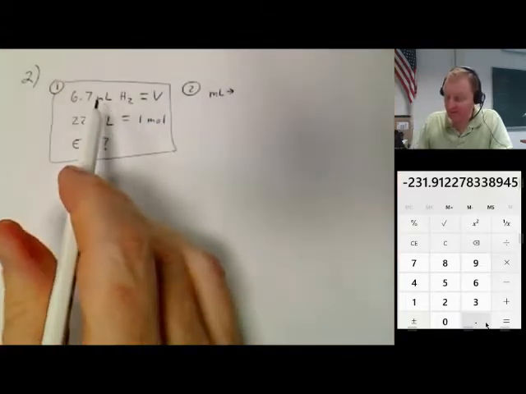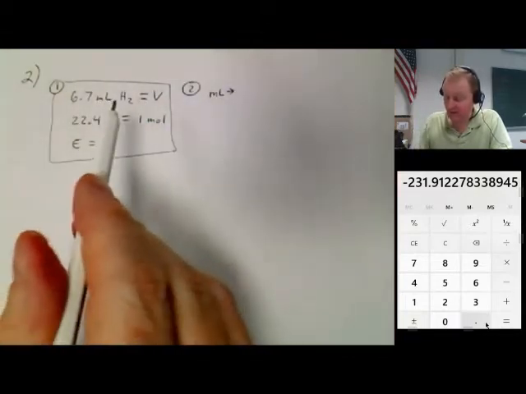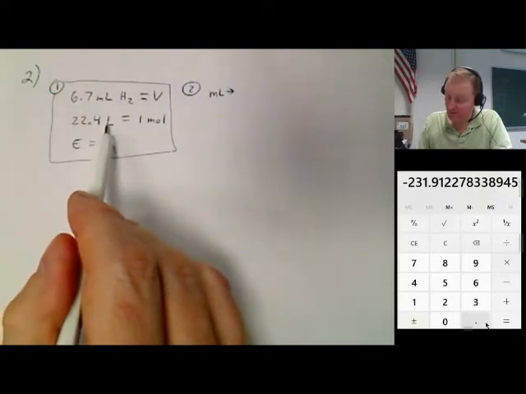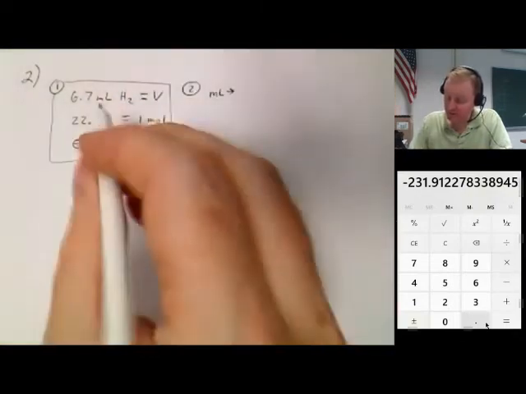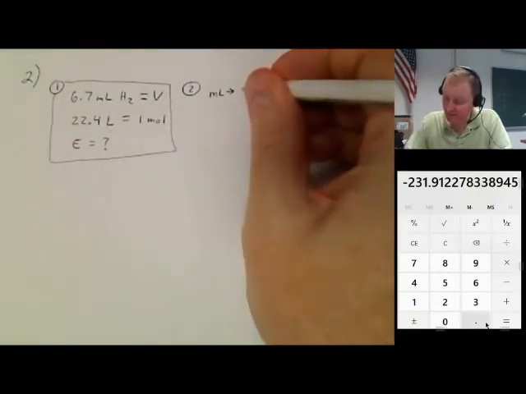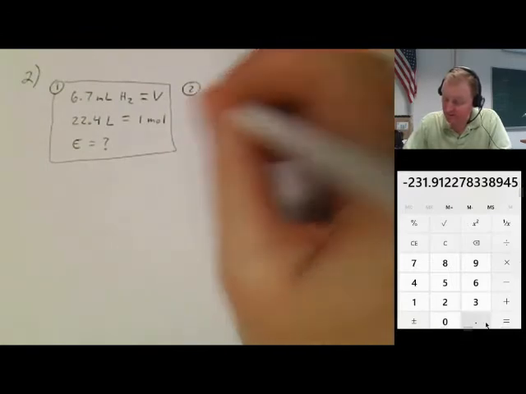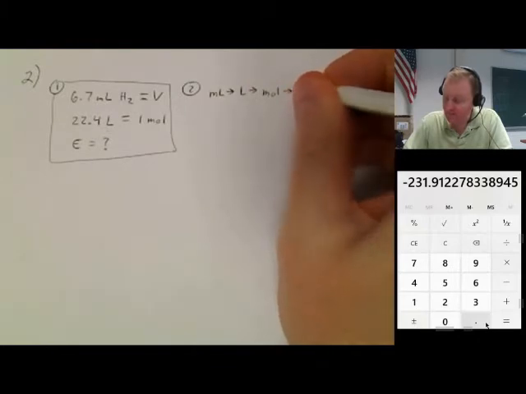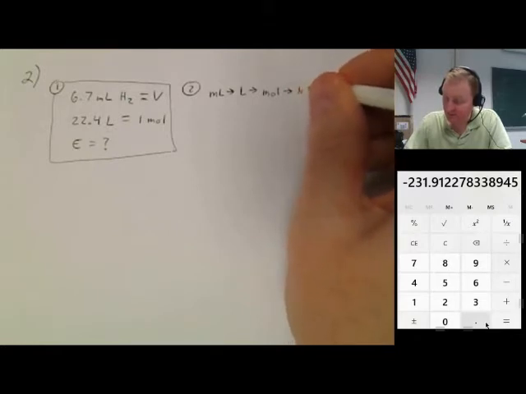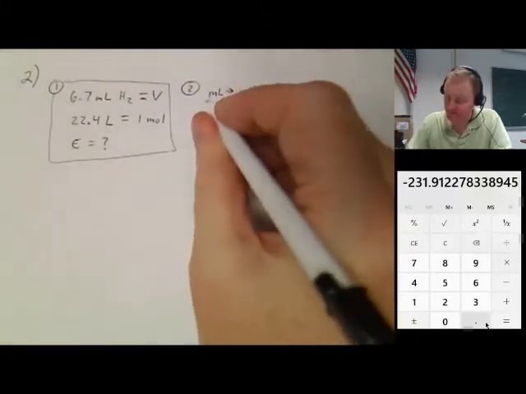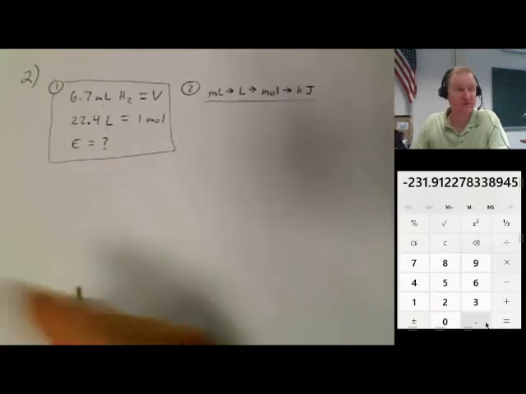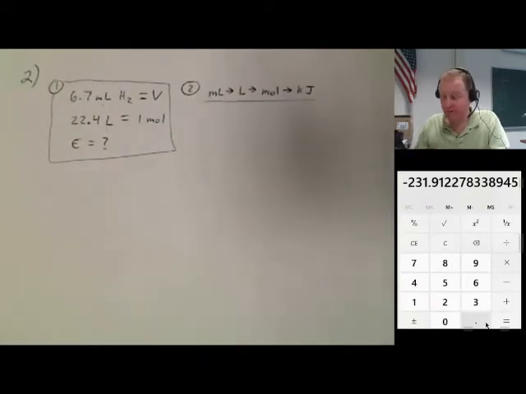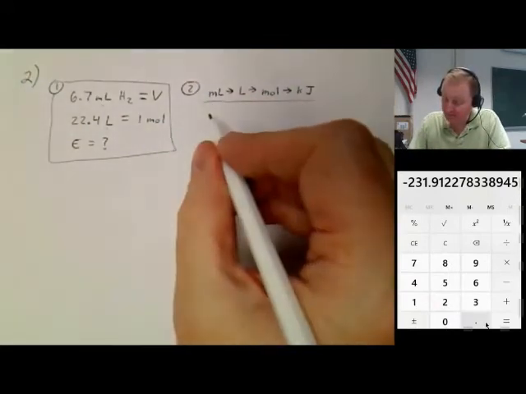Well, I can't go right from milliliters to energy, but I can go liters to moles. So I've got to get these milliliters into liters. I'm going to go milliliters to liters, liters to moles, and then moles of combustion into energy using the enthalpy of combustion. So then we can go to kilojoules. Okay, so that's my game plan. That's what I've got to do. I'm just going to use dimensional analysis and work all the way through.